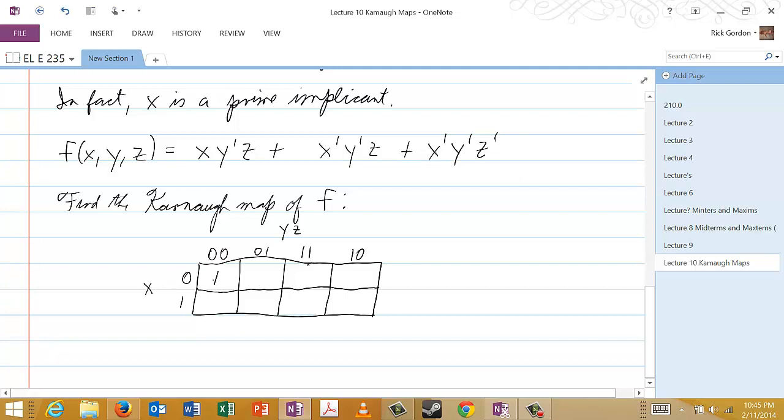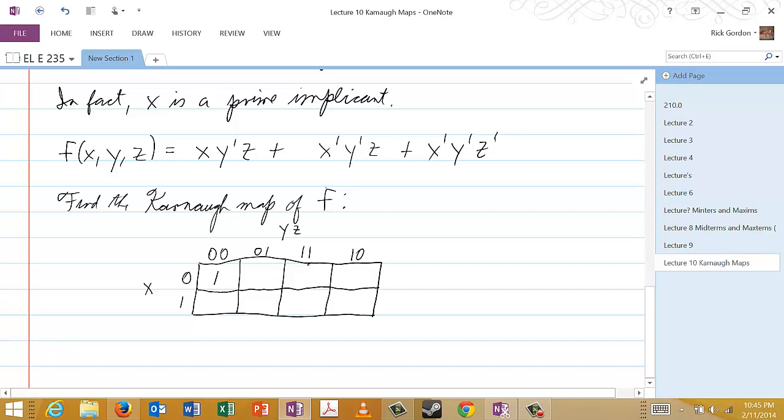Now, let's look at the next cell. In fact, we can reason as follows. The whole top row of cells corresponds to x equals 0. And so in the entire top row, we really don't have to worry about this first term, the x y prime z term, because x will be equal to 0 in each of these cells on the top, and so that means that this term will drop out. So let's consider just the second term and the third term.